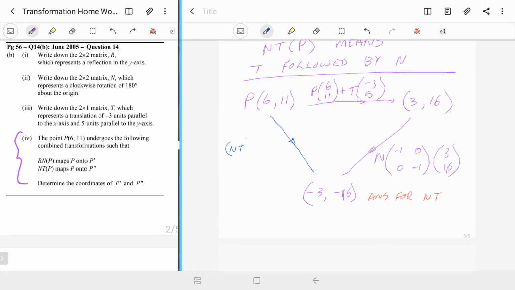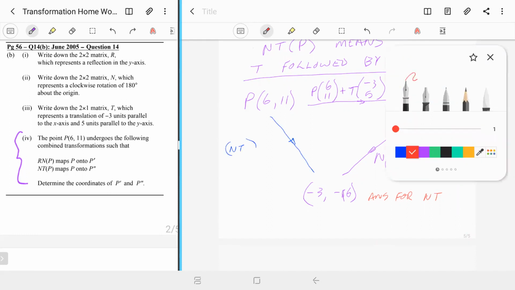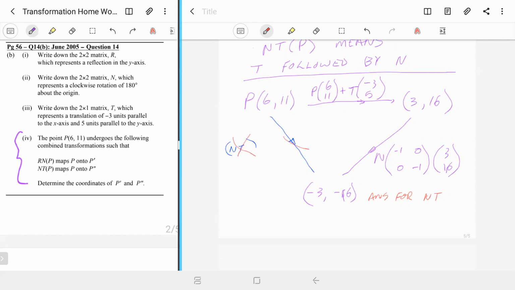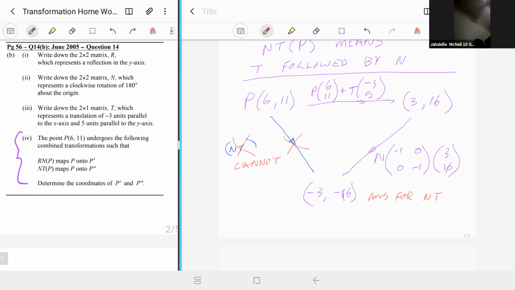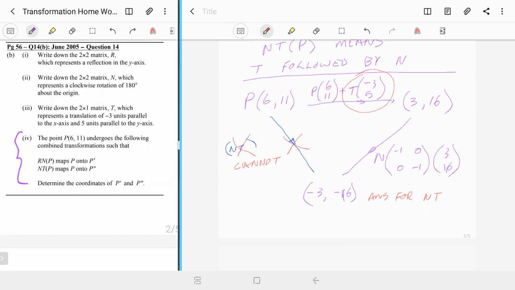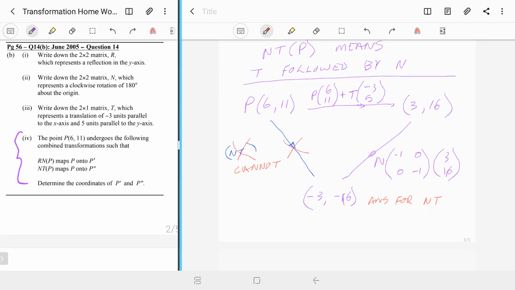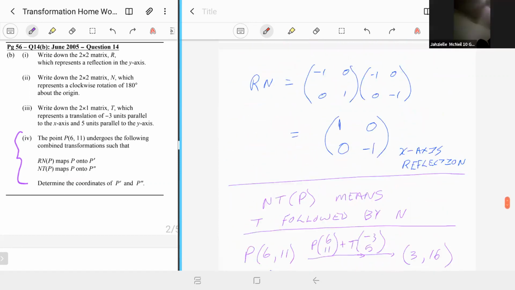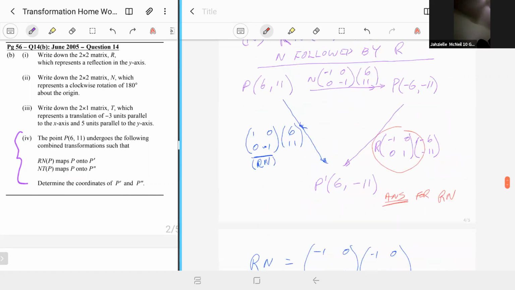Cannot. No. Cannot. Why? Why can't we do it in one step? Translation. See, a translation is involved. The only time you can do it in one step and get a single matrix is when you have two 2 by 2 matrices, as we did here, with a 2 by 2 and a 2 by 2.